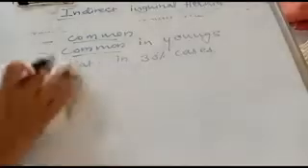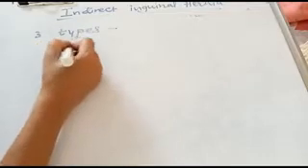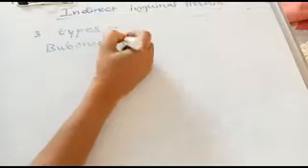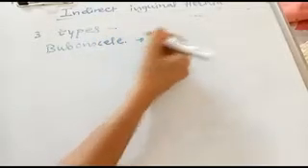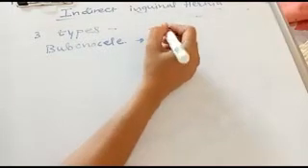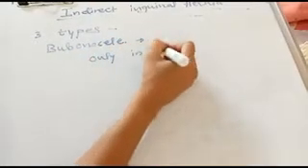Now we will see the types of indirect inguinal hernia. There are three types of indirect inguinal hernia. The first one is bubonocele. In bubonocele, the content will remain only in the inguinal canal.